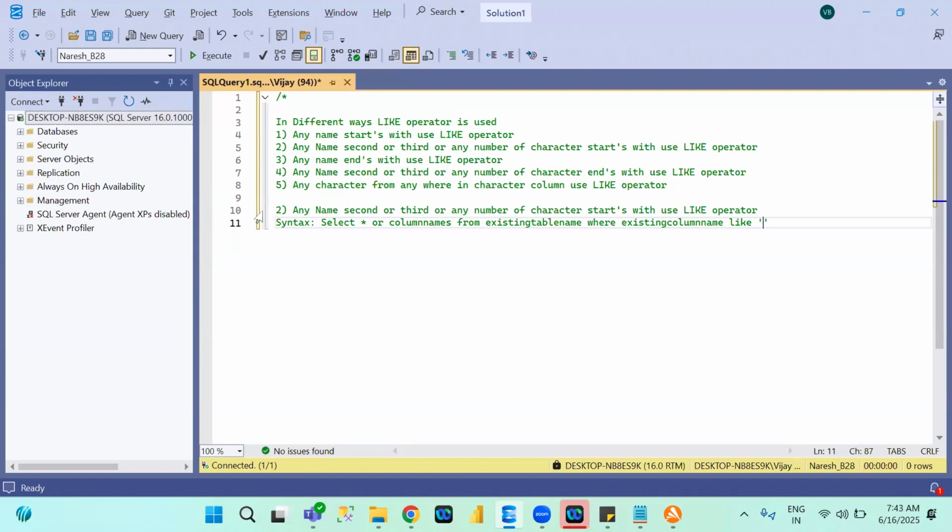Understand clearly. If the second character starts with something, before that you have to put one underscore. If the third character starts with something, before that character you have to put two underscores. For four, before that character you have to put three underscores, like that. Understand clearly or not? See here: underscore, character name, and comparison.